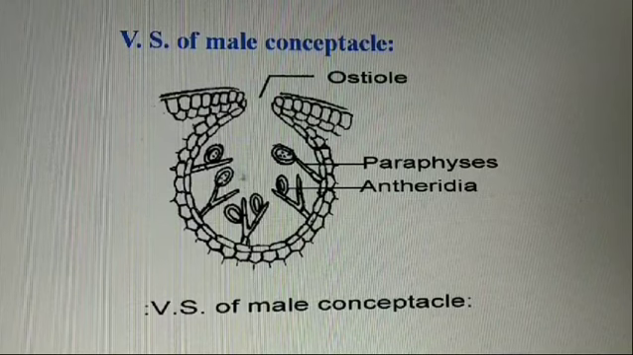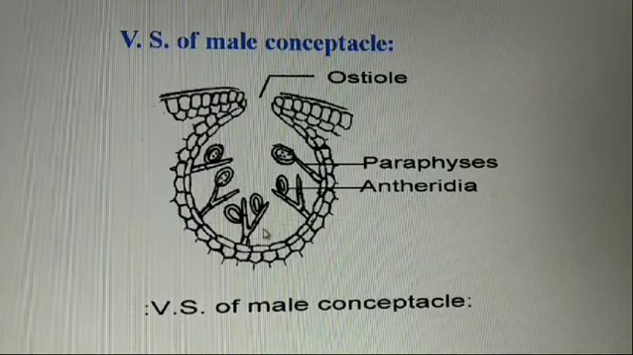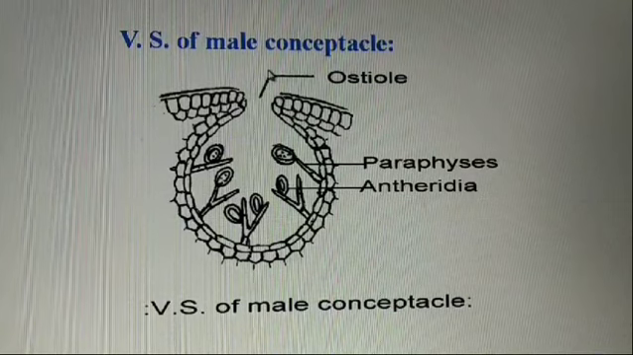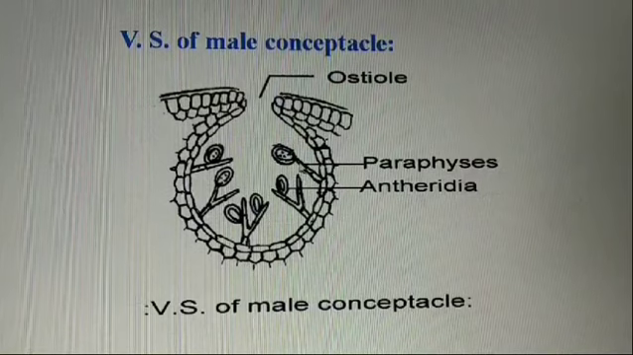Now first, male conceptacle. The male conceptacle is flask-shaped. Its opening is called ostiole. It contains the paraphyses. The paraphyses may be either simple or branched. Paraphyses bear the male sex organs antheridia.